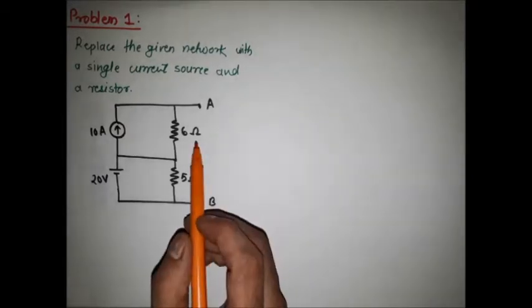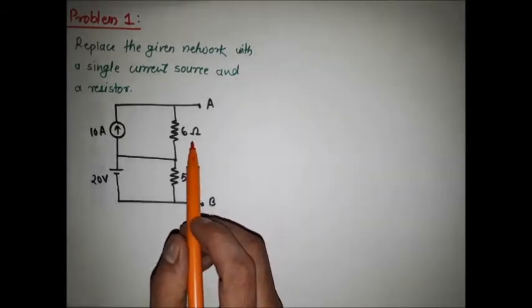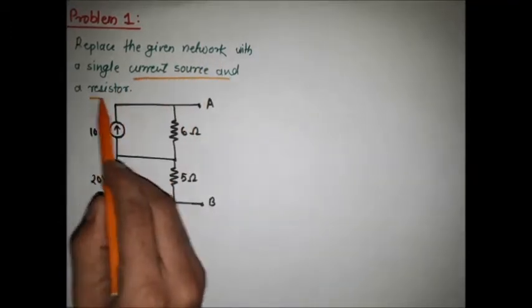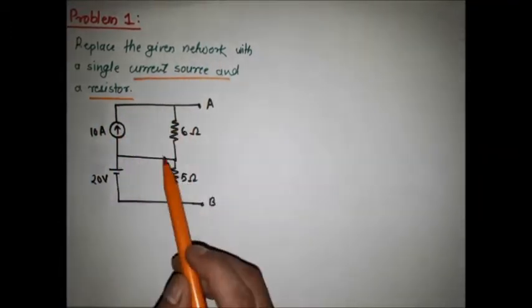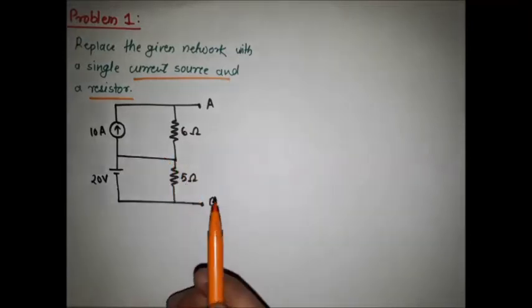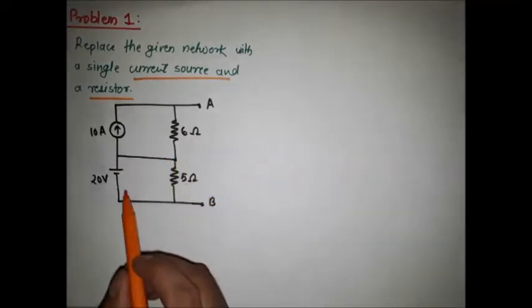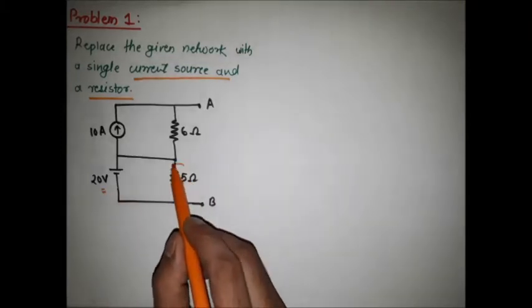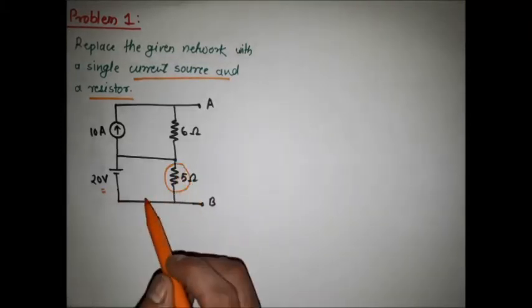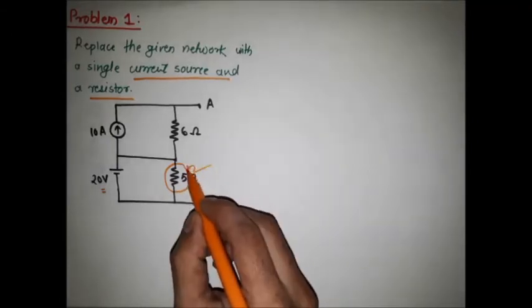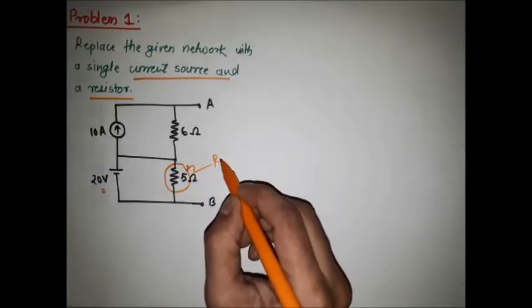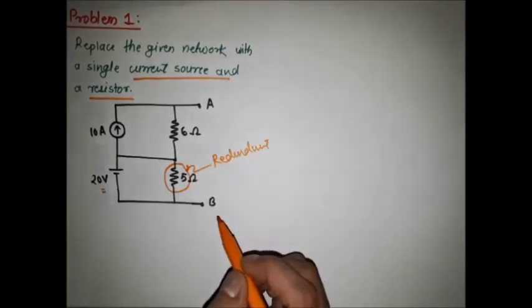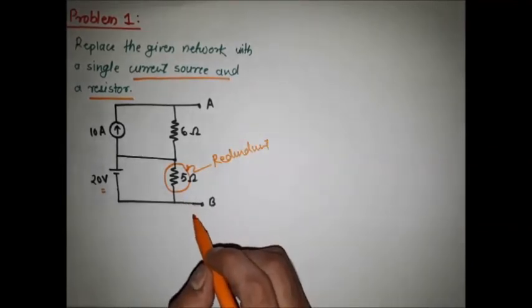Now the first problem, which is based on source transformation. Replace the given network with a single current source and a resistor. We have to replace this network with a single current source and a resistance. Firstly, see in the circuit, here the 20 volt voltage source has a parallel resistance of 5 ohm. This is a parallel resistance with the voltage source. So we call the 5 ohm resistor redundant. It is redundant, and we are not considering it in the circuit.